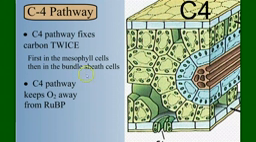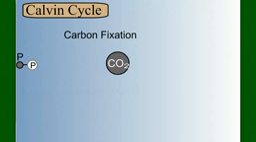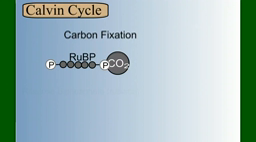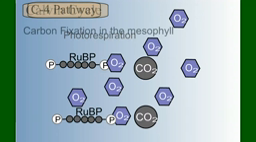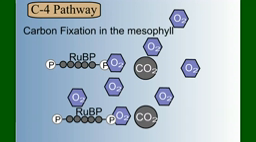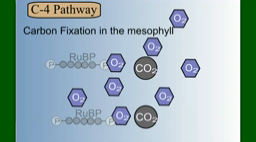In the C4 pathway, we're going to fix carbon twice, meaning we're going to grab carbon dioxide two different times. First, in the mesophyll cells out here, and second, in the bundle sheath cells. And in doing so, the C4 pathway is going to keep oxygen away from RuBP. So remember, RuBP binds with carbon dioxide to fix it, but in an environment where there's lots of oxygen, we get photorespiration. So our solution to this is to not use RuBP for carbon fixation in the mesophyll. In the C4 pathway, we use a different molecule called PEP.